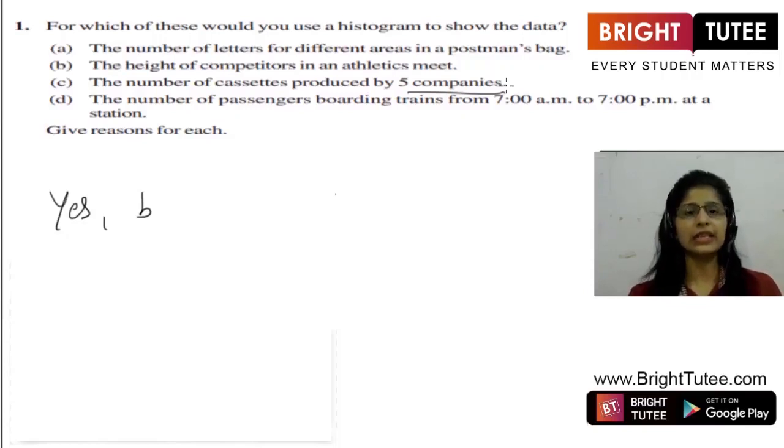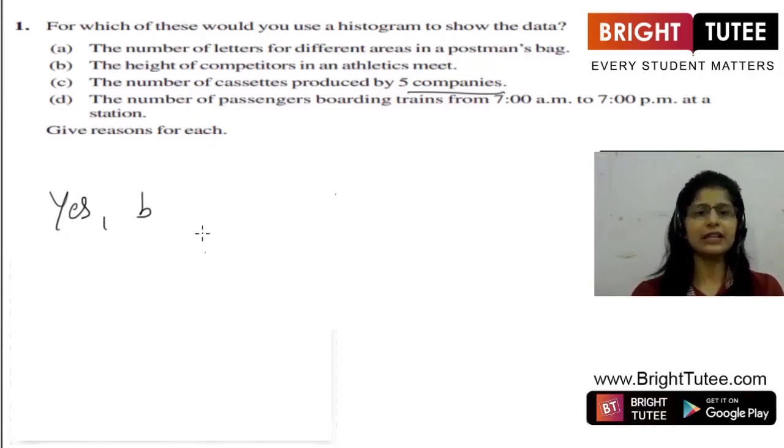The next one is the D part, the number of passengers boarding trains from 7 a.m. to 7 p.m. at a station. Yes, we can have different time intervals like 7 to 8, 8 to 9, 9 to 10, and we can write the number of passengers. After dividing into group classes, we can write the number of passengers who would be boarding the train. Clear? So yes, in the B part and D part we will use a histogram.